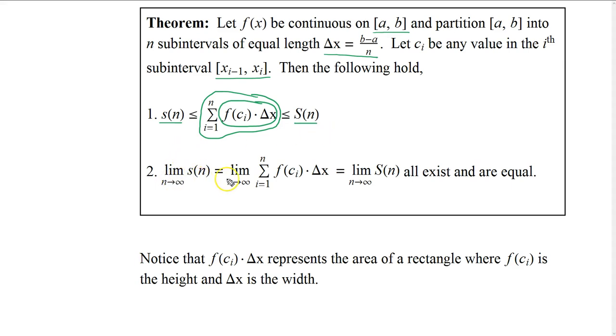And the second part states that in the limit as n goes to infinity, the limit of the lower approximating sums and the limit of the upper approximating sums exist and are equal, and so that forces, by the squeeze theorem, the middle term in the limit as n goes to infinity to equal that value as well. Now, graphically, what's going on in number 1 is the following.